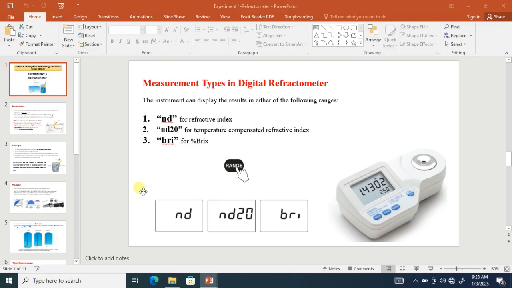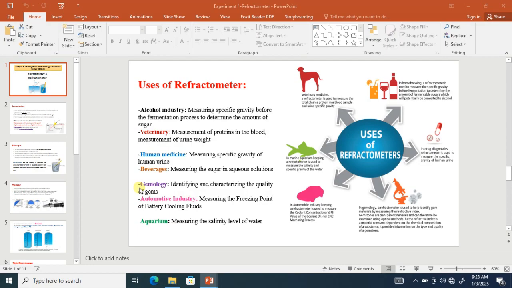And there are lots of uses of the refractometer, especially in food and medical industries. Like for example, if you want to test a urine sample, how much solutes are there in the urine sample, or any kind of fruit juices. Suppose you want to measure the purity of a fruit juice. So this instrument is extremely important. Why? Because you can measure any type of purity or percentage purity in a sample using this refractometer instrument.